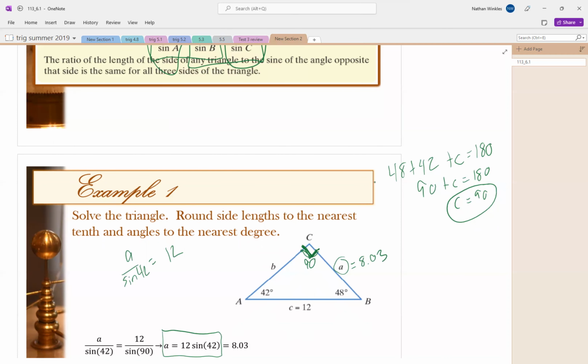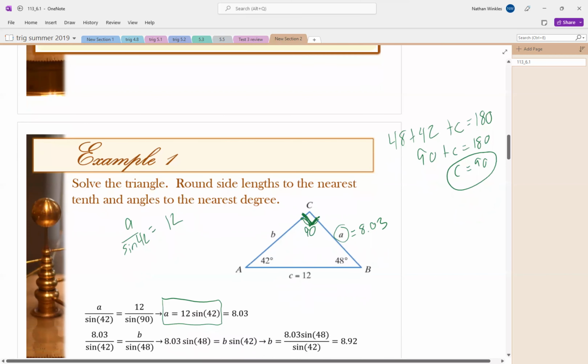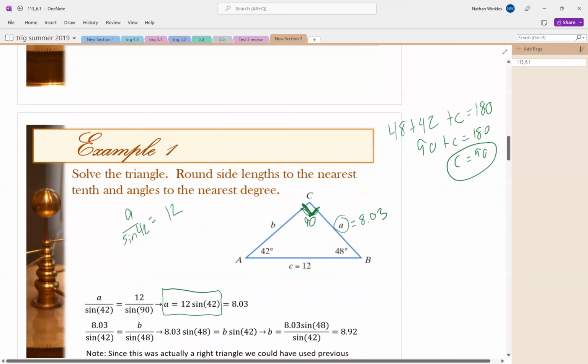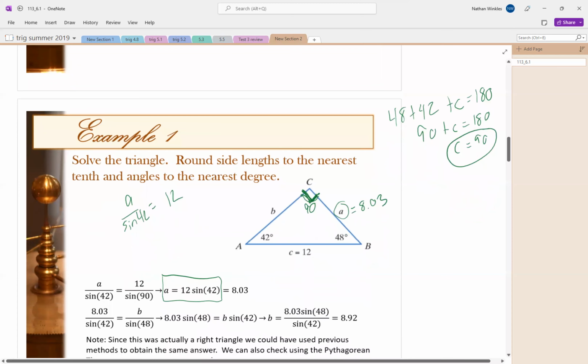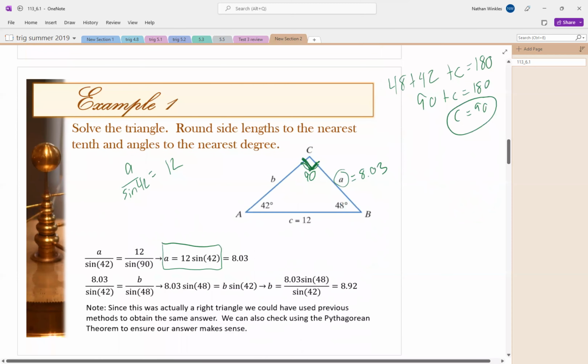8.03. Since we now know this, we still have one left to do. So we use the law of sines again. When we do that, 8.03 over sine of 42 equals b over sine 48.